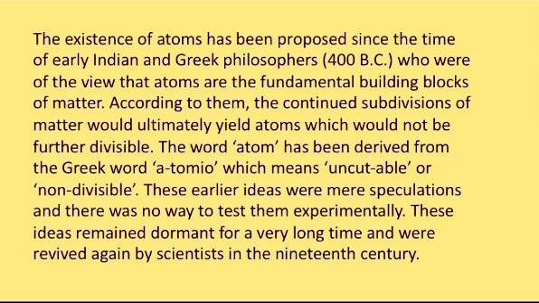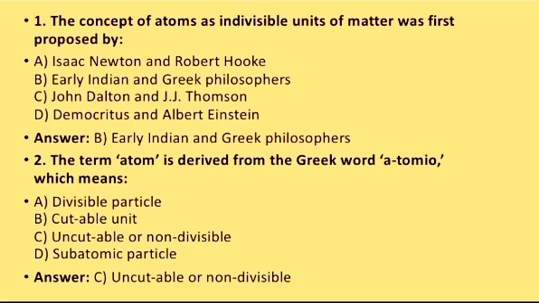So let's get started. So this is the paragraph which has been taken from NCERT, and these are the MCQs starting from number 1. The concept of atoms as individual units of matter was first proposed by. You're given 4 options, and as you can see, answer B is correct. Early Indian and Greek philosophers.